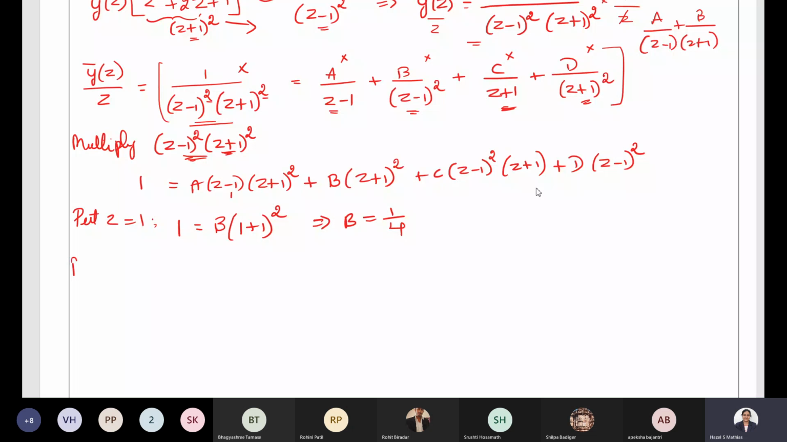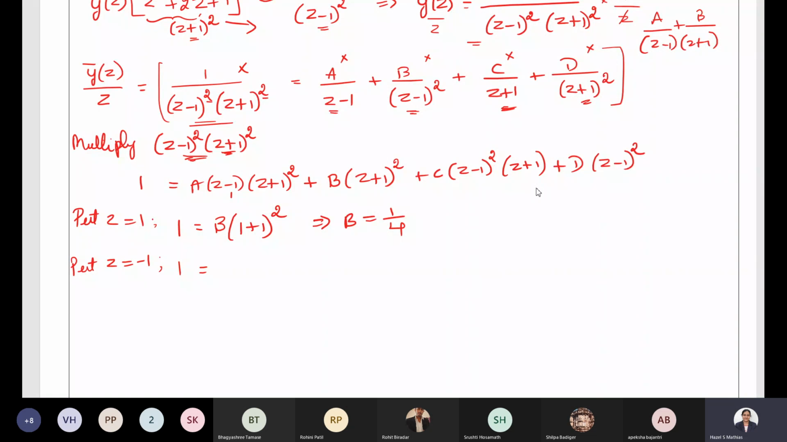Next we shall put z equal to minus 1. What happens? Left hand side 1 remains as it is. If you put z equal to minus 1 over here, it is minus 1 plus 1, it will be 0. That's why coefficient of A will be 0. Come here to the second term, that is B into z plus 1. If I put z as minus 1, again coefficient of B also will be 0.